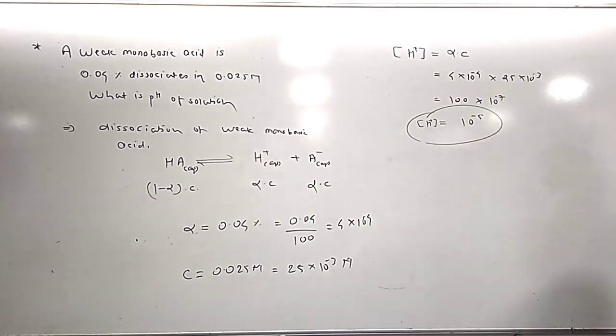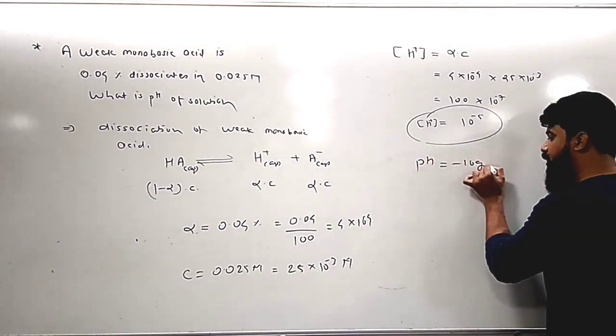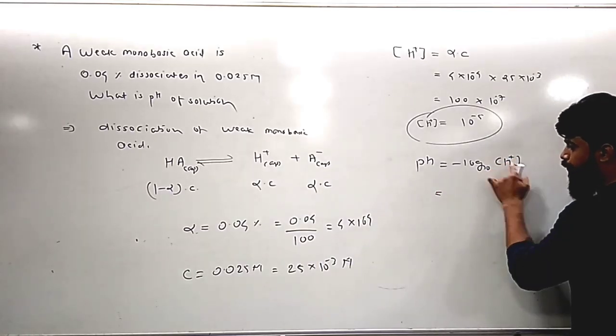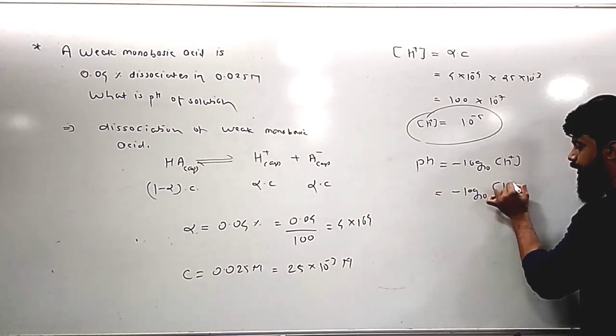But we are not interested in the H plus ion concentration. We want to find the pH. pH is simply nothing but the negative logarithm to the base 10 of H plus ion concentration. So minus log base 10 of H plus ion concentration, which is 10 raised to minus 5.